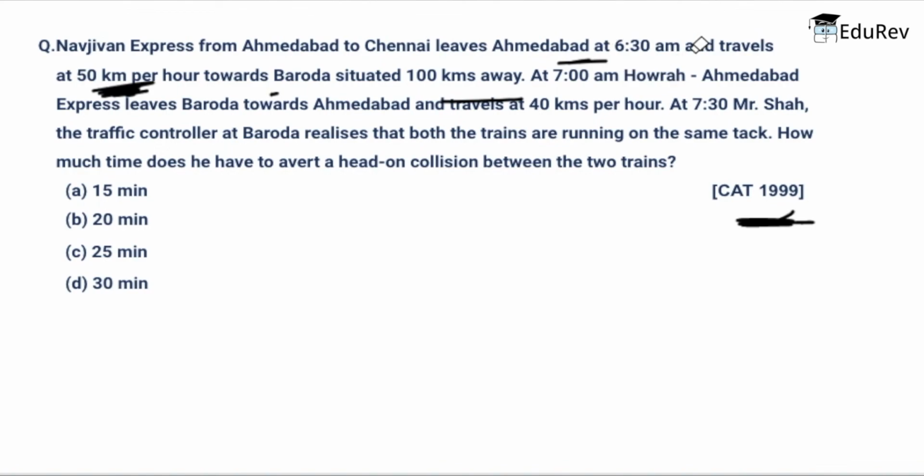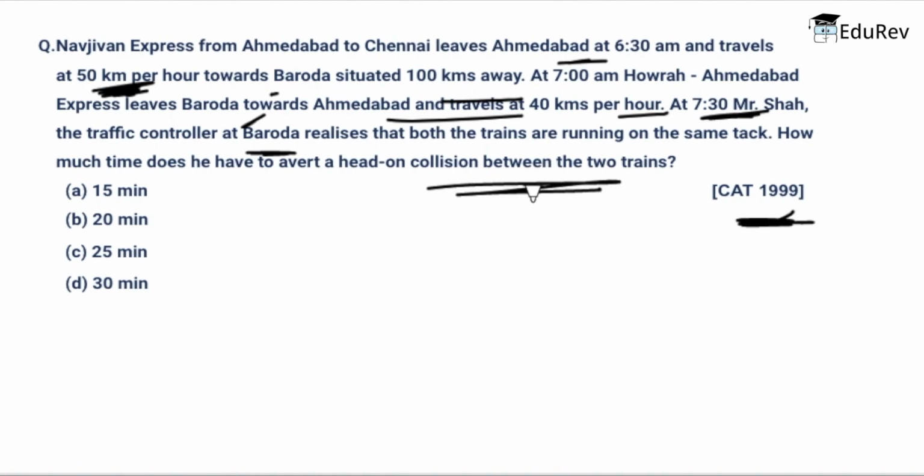Howrah Ahmedabad Express leaves Baroda towards Ahmedabad and travels at 40 kilometers per hour. At 7:30, Mr. Shah, the traffic controller at Baroda, realizes that both the trains are running on the same track. How much time does he have to avert a head-on collision between the two trains?